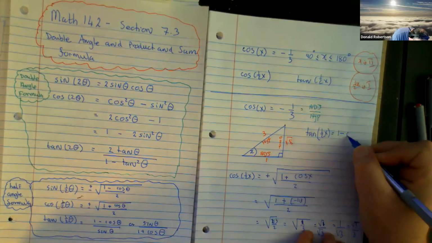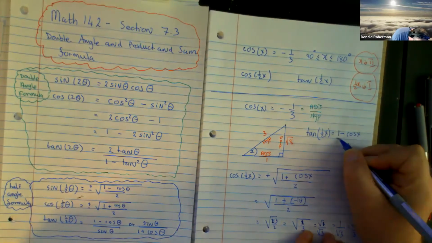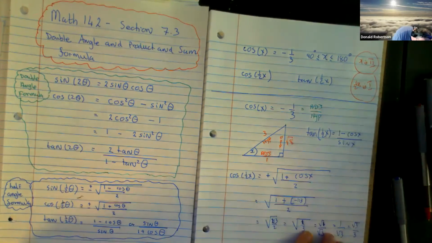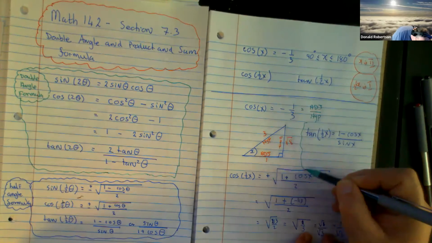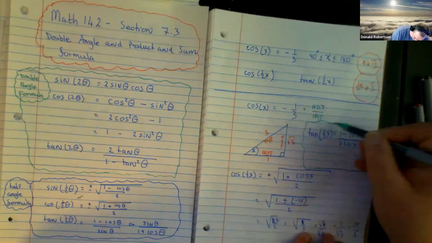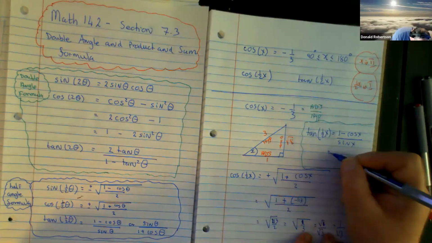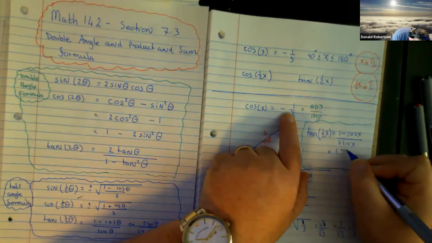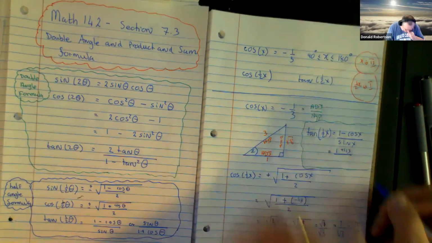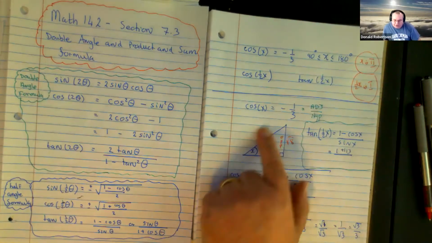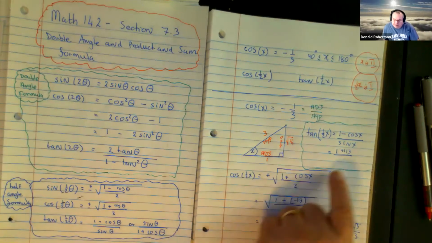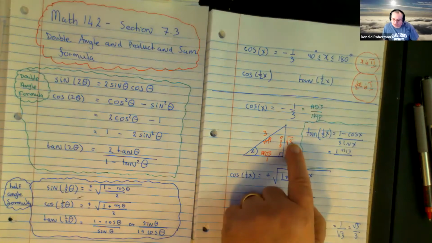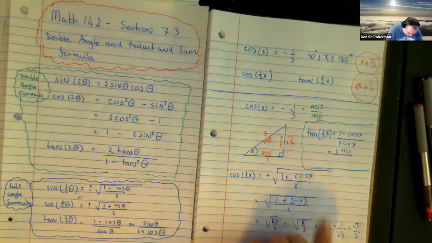So it's going to be 1 take away the cosine of x all over sine of x. And I'm going to put a little bubble around it. I know what the cosine is. It's this guy. So 1 take away negative gives me a plus. If you look at this right angle triangle, it will allow me to find the sine of x. And won't the sine of x be square root of 8 over 3?